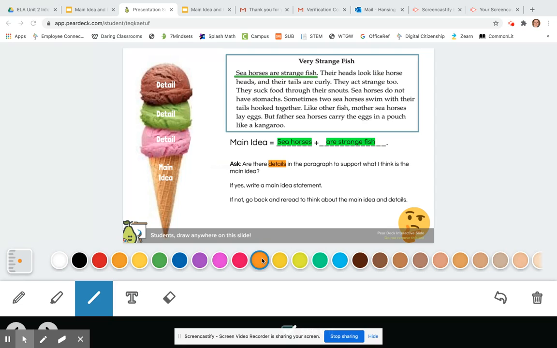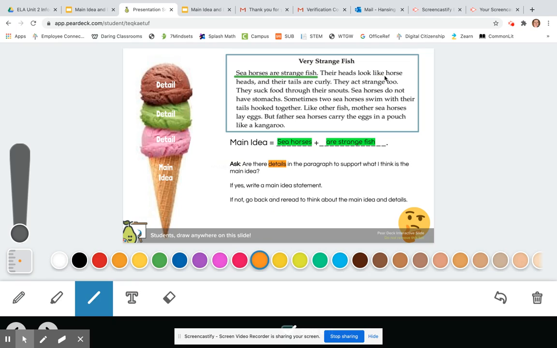I'll be using the orange line tool. I'm not going to use the highlighter, and I'm going to even size down my line tool because I don't want to cover up any of the text. I still want to be able to see all of the text.